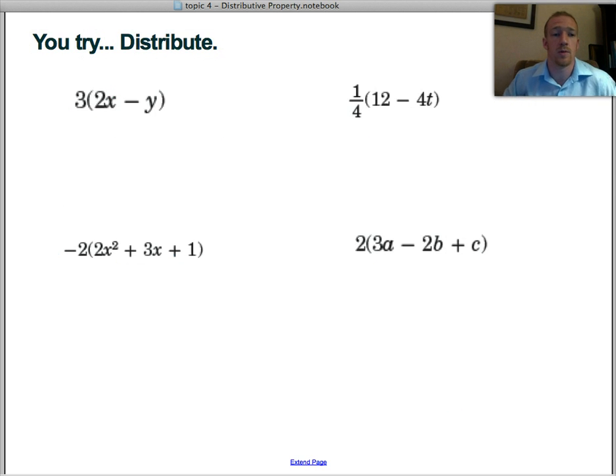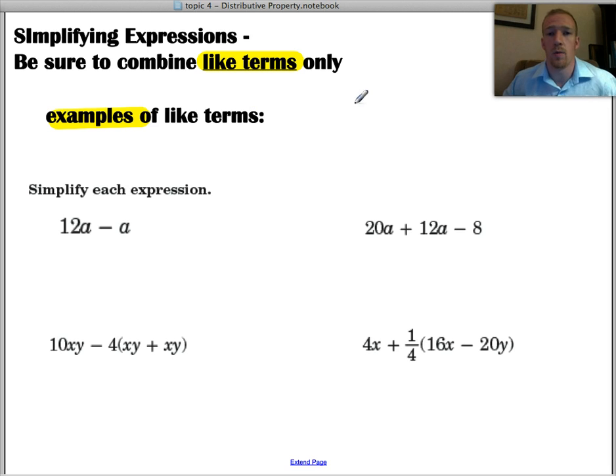Don't pause it because we got one more slide, but do these quick and easy problems and then one more topic. Simplifying expressions. So we're not solving. If you get x equals a number here, that is wrong, all right, because we're not solving here. We're just combining like terms or simplifying it as much as possible.